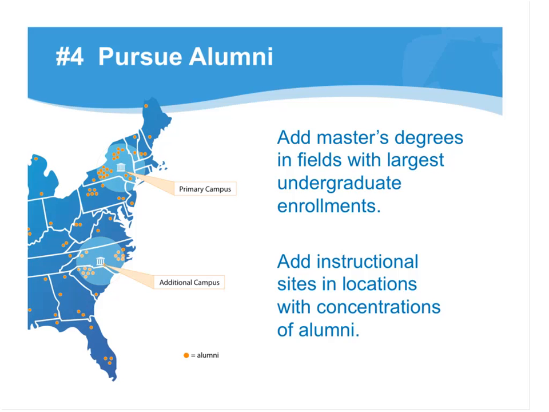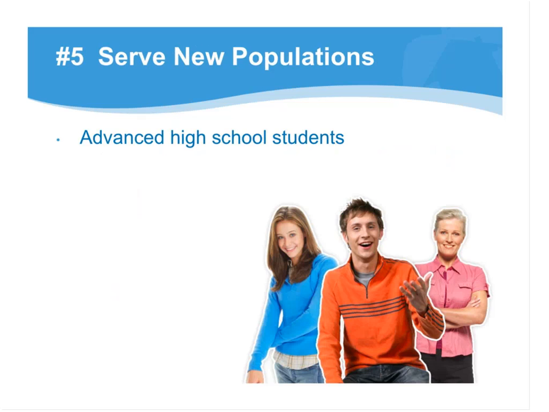Let's go on to number 5 now. So there are other populations. Here's the one that we had earlier, the suggestion: go to advanced high school students. What a great idea, especially if you're in small towns and rural areas where high schools don't offer a full complement of courses for advanced students.